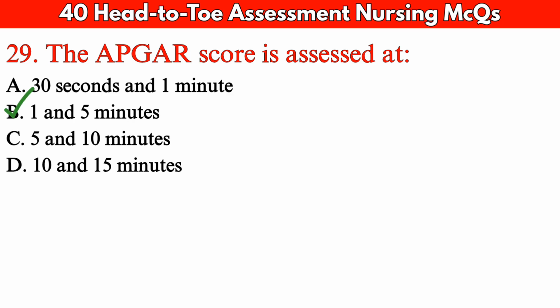1 and 5 minutes. The APGAR score is routinely measured at 1 minute and 5 minutes after birth to evaluate a newborn's immediate adaptation to life outside the womb. The 1-minute score assesses initial status, while the 5-minute score evaluates ongoing adaptation. Other time intervals are not standard.